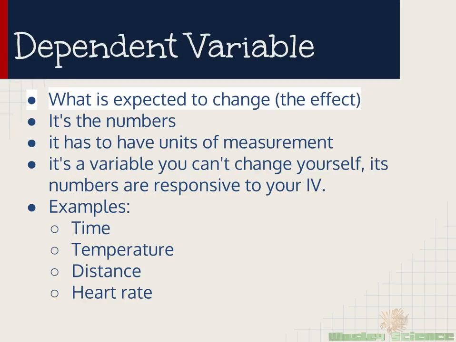The dependent variable is what is expected to change once you've changed the independent variable. So it's the second part. It's the effect. It's the thing you measure. It's the thing that's numbers. It's the thing that goes into the data table. It's the thing that has the units of measurement. So examples are time, seconds, hours, days, temperature, Celsius, Fahrenheit, Kelvin, distance, meters, miles, centimeters, heart rate, beats per second. Or beats, yeah, it would be beats per second. That one only has 1 unit. But regardless, yes, that is the dependent variable.